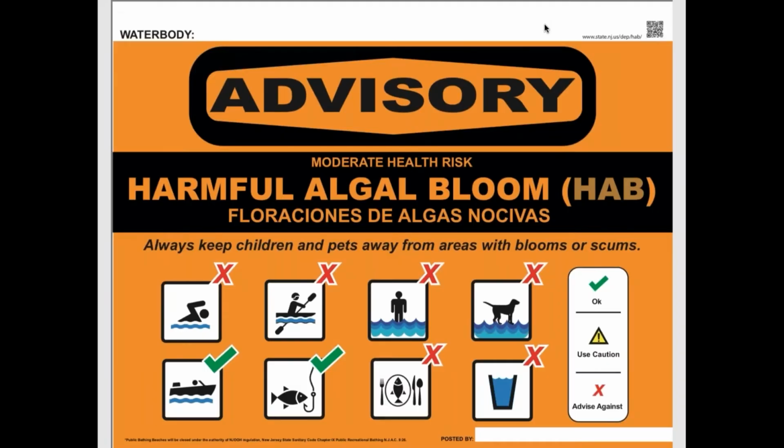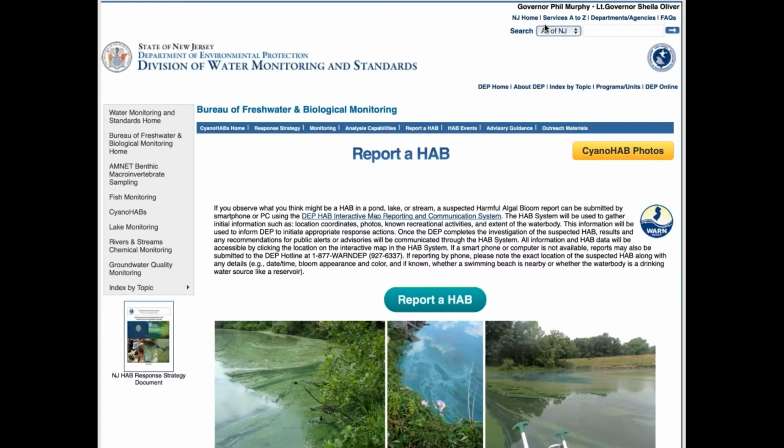At different alert levels, advisories are placed to alert residents of their health risk, and when necessary, advise against recreation activities such as swimming, boating, and fishing. NJDEP has a website dedicated to cyano-hub management. Lake managers and residents are encouraged to visit the website, which includes an interactive map to learn the whereabouts of any ongoing cyano-hubs and to report a suspicious hub event.